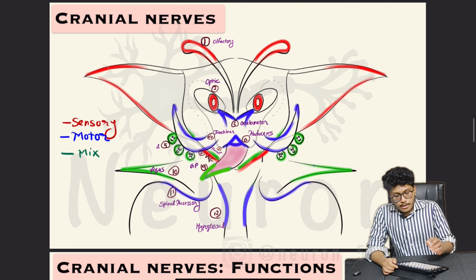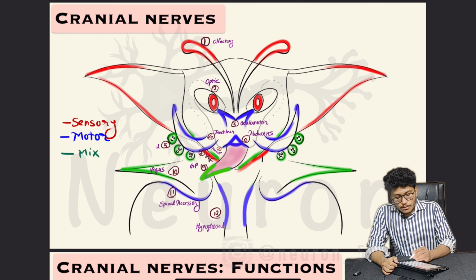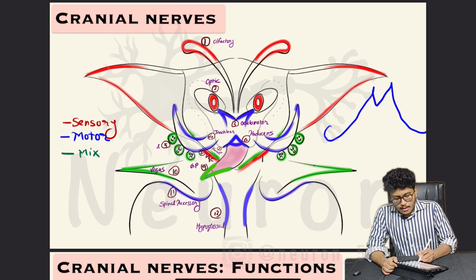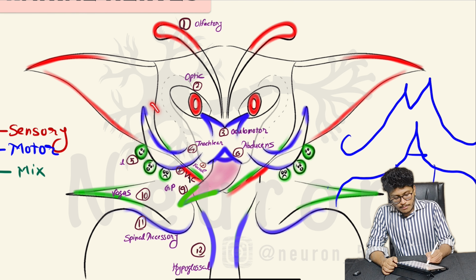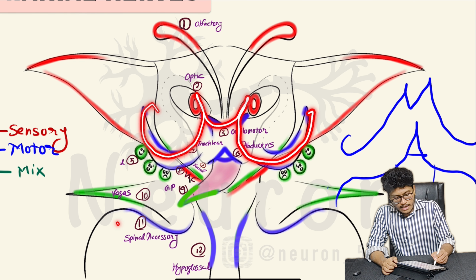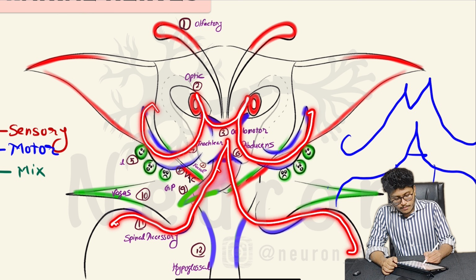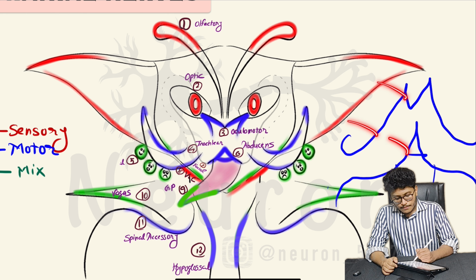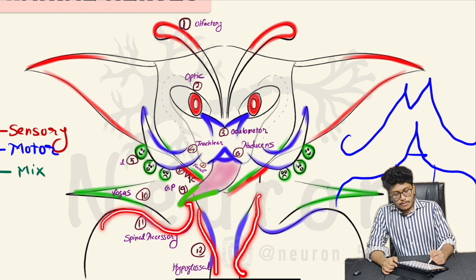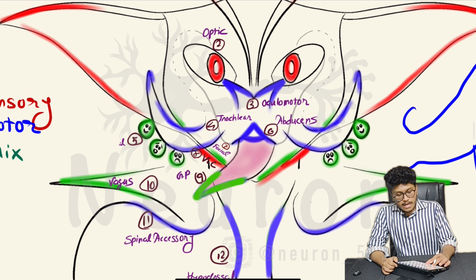So how to remember all the motor nerves? You have to remember Ma. So draw M, A, Ma, and give Ma support by two lines. This is M and A. These all are motor nerves. First one is oculomotor, second one is trochlear, third one is abducens, fourth one is spinal accessory, and fifth one is hypoglossal nerve.